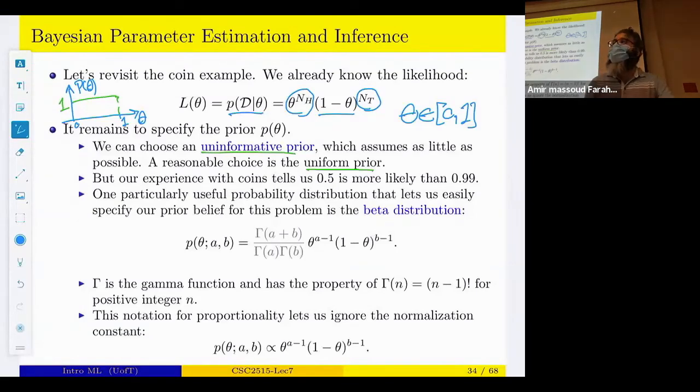One distribution, so we need to specify a distribution. One reasonable distribution for doing this is called the beta distribution, which is specified like this. P of theta is specified by some constant times theta to the power of a minus 1, times 1 minus theta to the power of b minus 1.